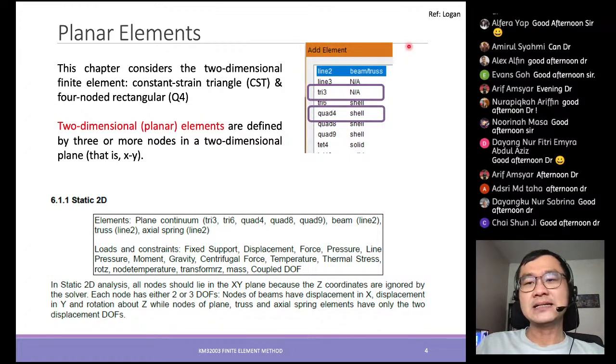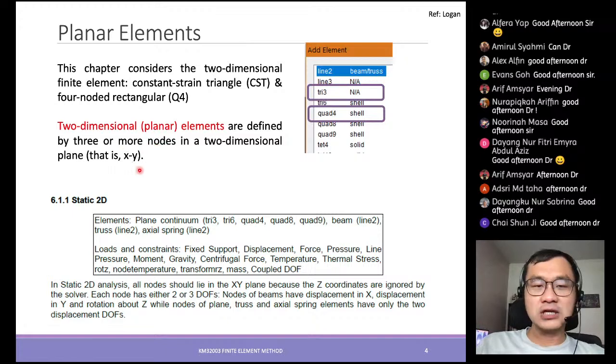In the LISA FEA software itself, you can see there are Tri 3, which is basically the CST, or Tri 6, which has 6 nodes, meaning there are mid-nodes. Then there is Quad 4, which is the Q4. They are used for shell types of problems. When we talk about a shell or two-dimensional element problem, we are referring to a problem that occurs on a plane, which involves the x and y axes.